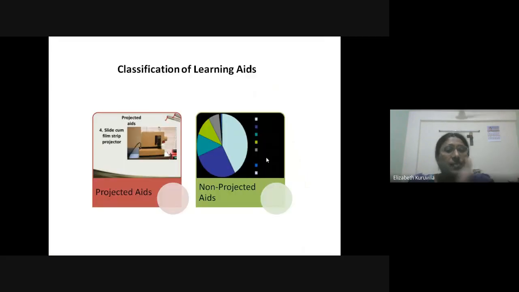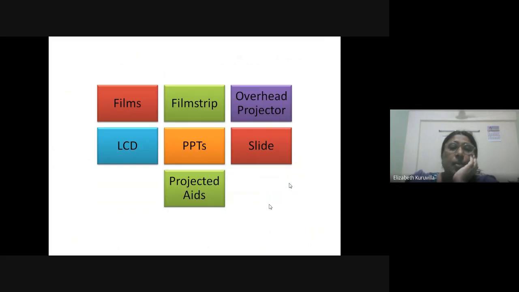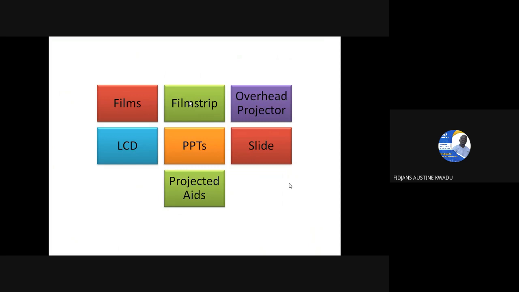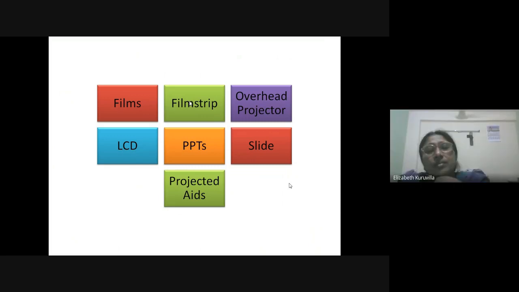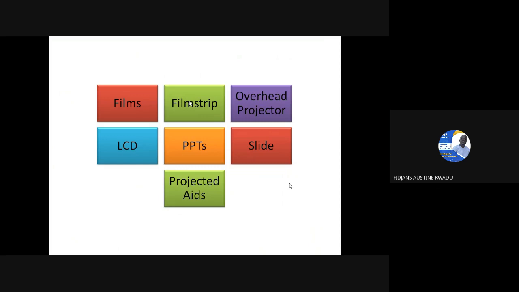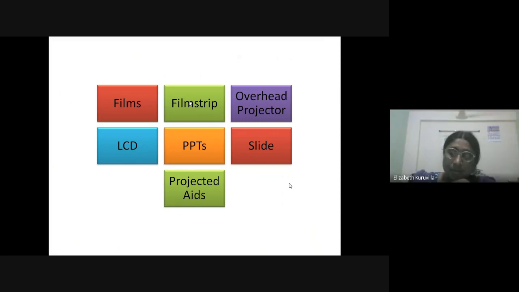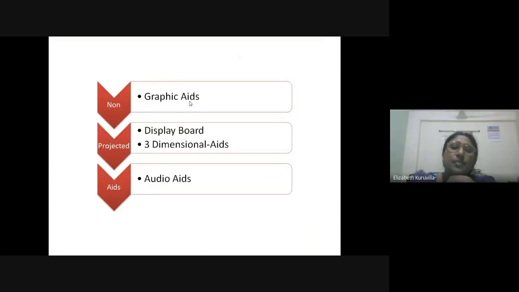Next, the classification of learning aids: projected aids and non-projected aids. Projected aids, I request Austin to read. Films, filmstrip, overhead projector, LCD, PPTs, slides. These are the projected aids.